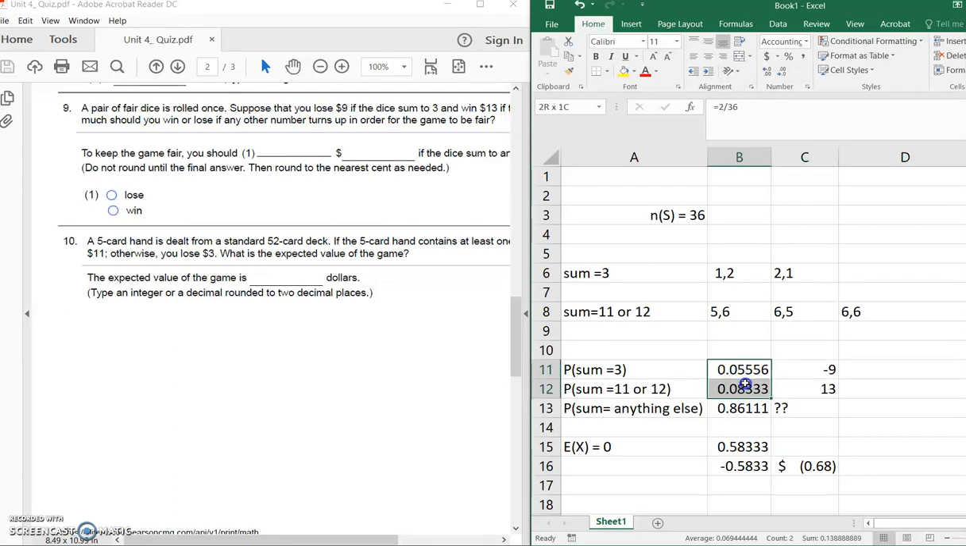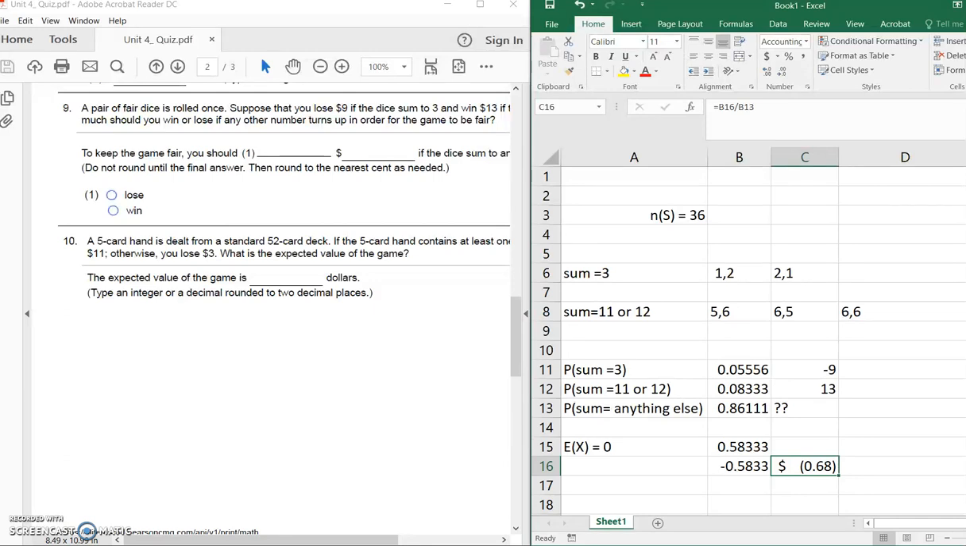So the expected value of these two situations turned out to be 0.58. So let me just round these. And in order to make the whole expected value 0, then the multiplication of these two should give me a negative 0.5833. So if I just divide this by this probability, I get the dollar amount that they're asking, and that's negative $0.68.